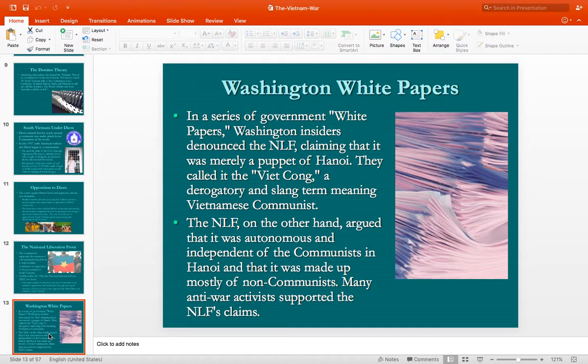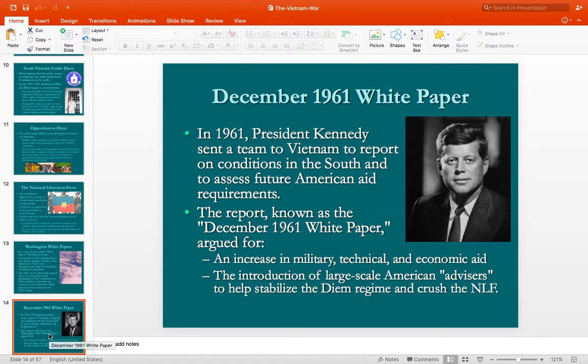All right. December 1961, the White Papers. President Kennedy sent a team to Vietnam to report on the condition. These reports became known as the White Papers. And the reports say we needed to increase our military presence, we needed to provide more money, we need to bring in quote unquote advisors to help to stabilize the region.